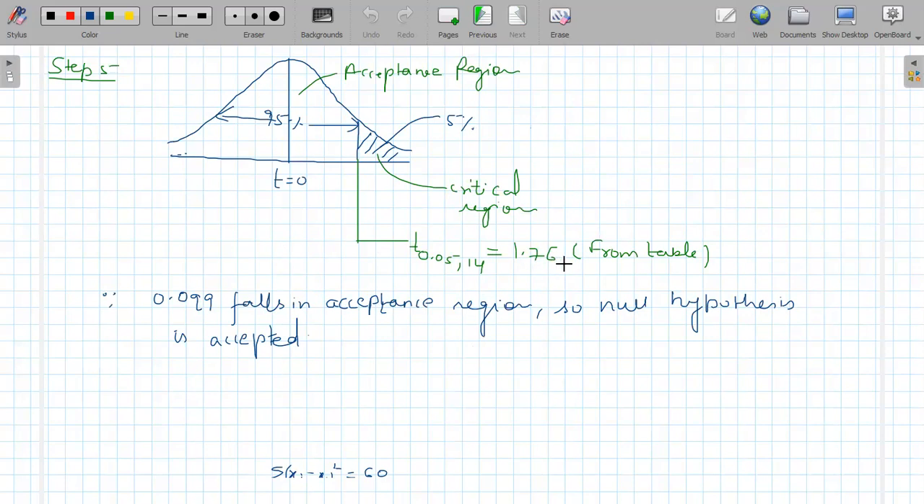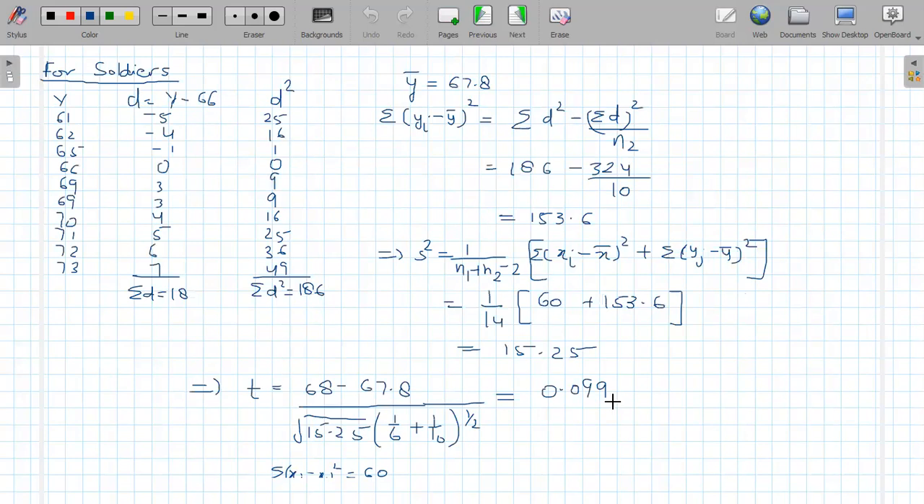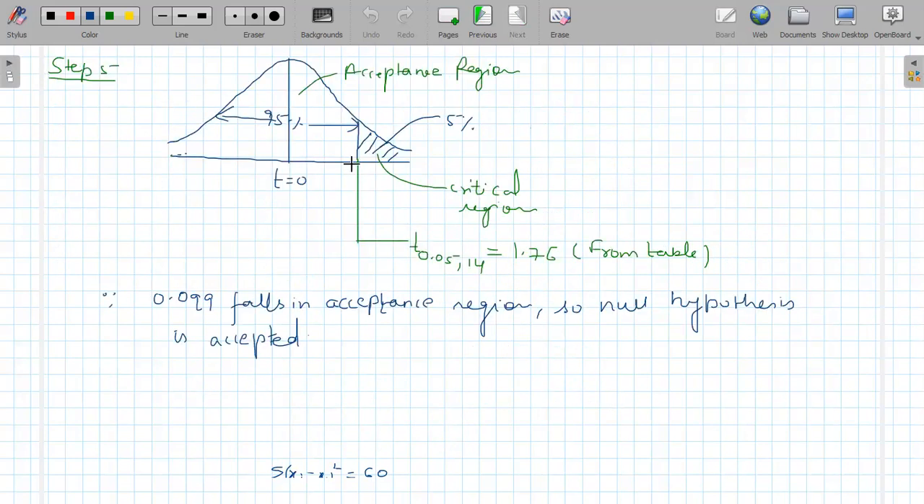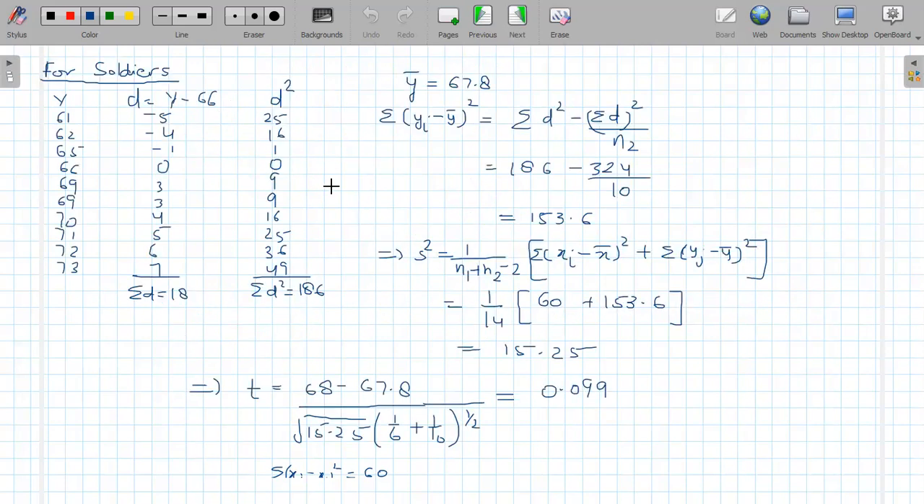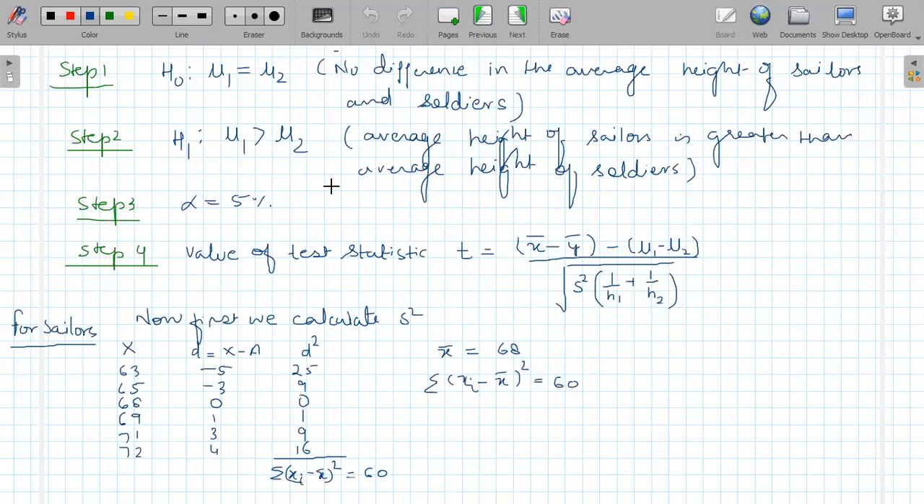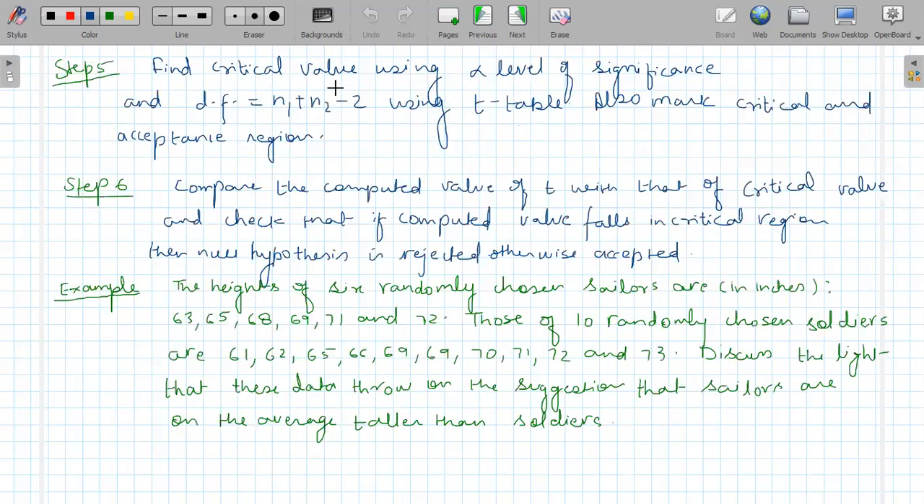So you can see that 0.099 is very much less than 1.76. So it falls in the acceptance region. So the null hypothesis is accepted. Null hypothesis is accepted means there is no difference in the average height of sailors and soldiers. The difference that is appearing here is due to chance.